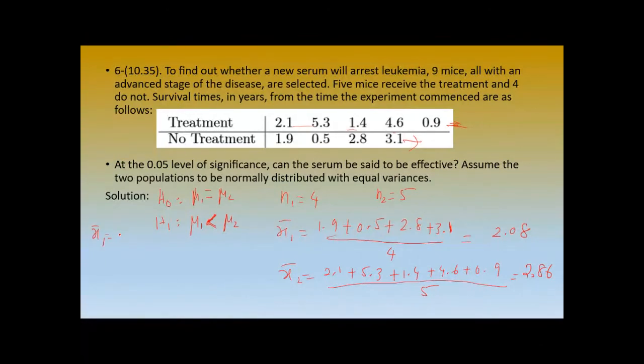So we collect the information here. X1 bar is 2.08, X2 bar is 2.86. Okay, now I erase this information. We will write n1 and n2. n1 is 4, n2 is 5. Now I can erase this calculable part of X1 and X2. We will continue here.